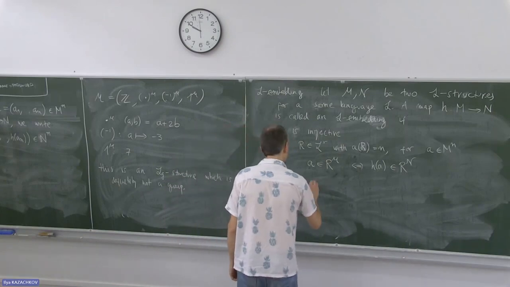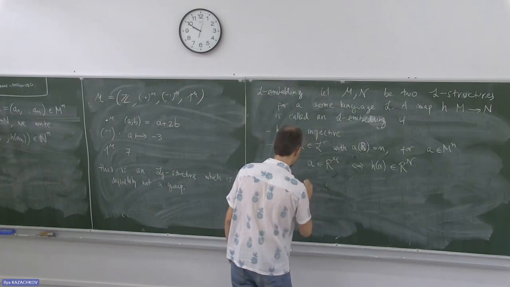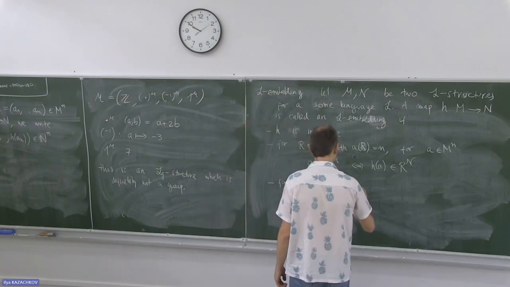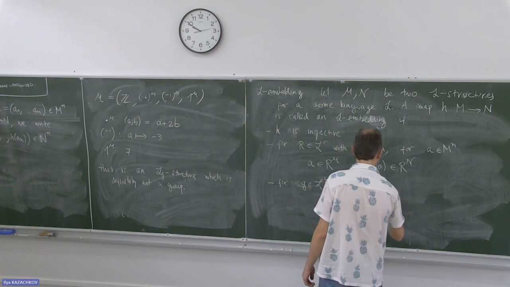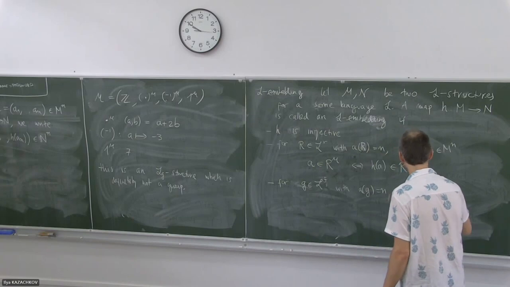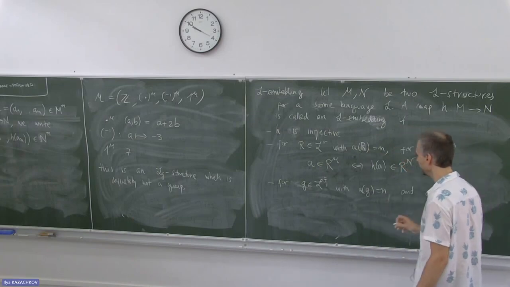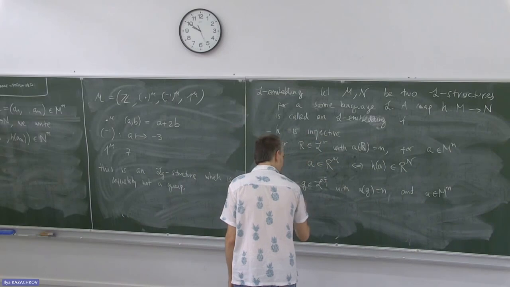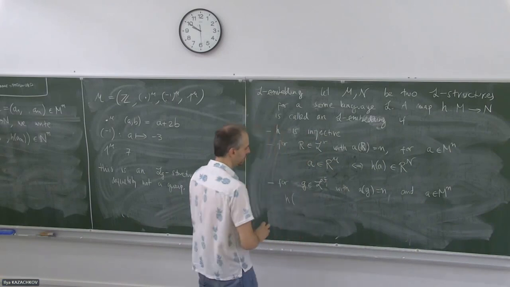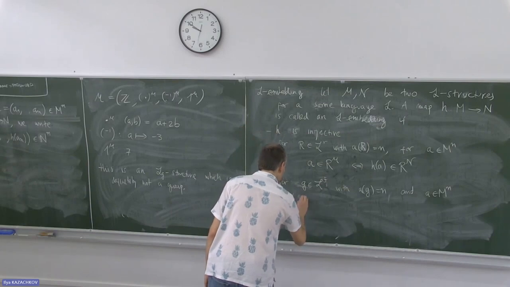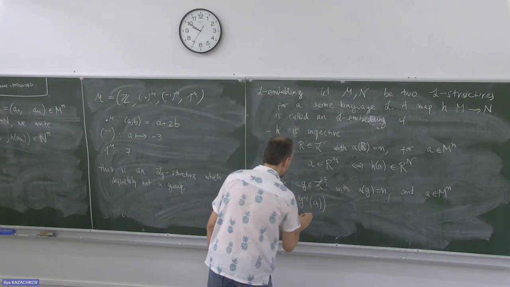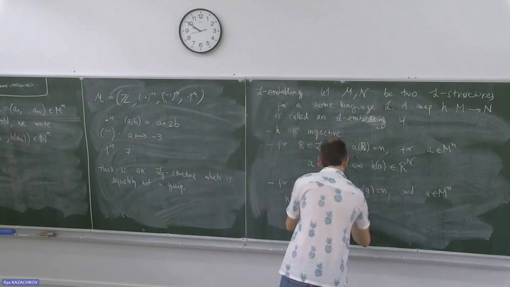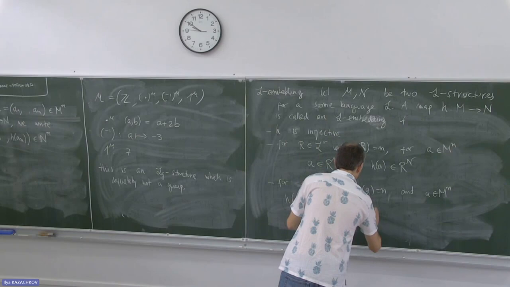Okay, for a function symbol g, a given function symbol of my language, let's also have its arity to be n, and some a in M to the n. We're going to have that if I do h of the interpretation of this symbol g applied to a, they commute. This is the same as g^N of h of a.